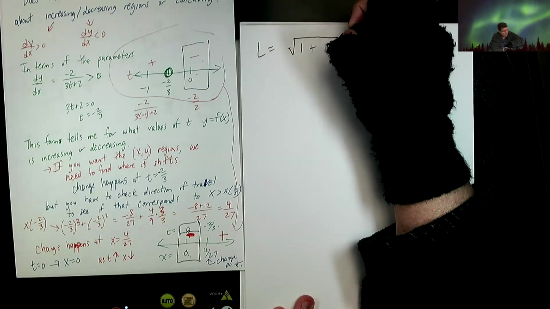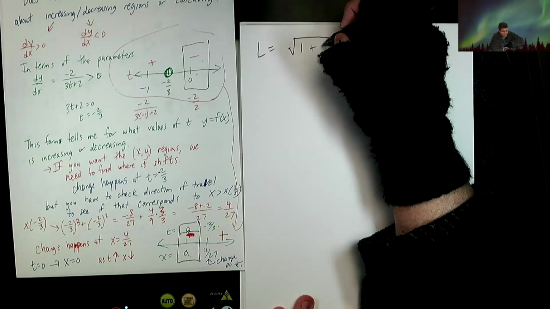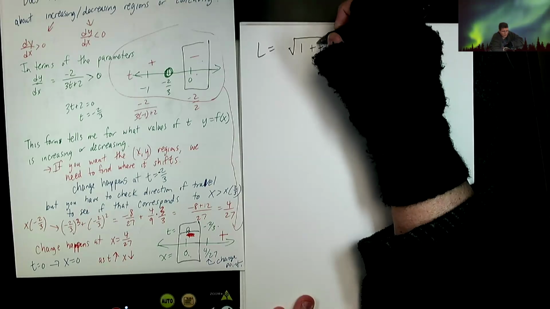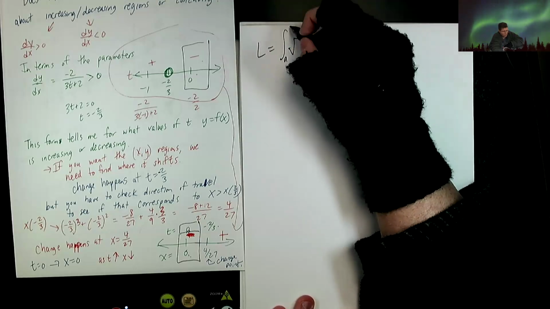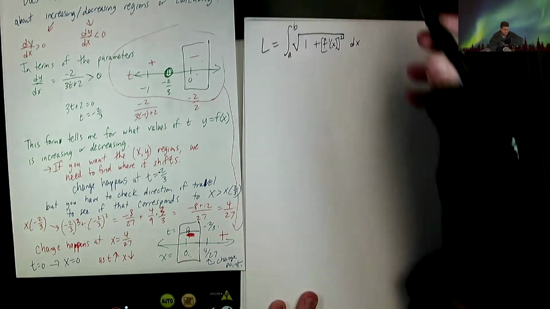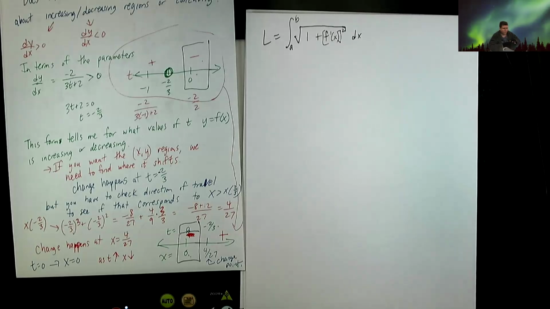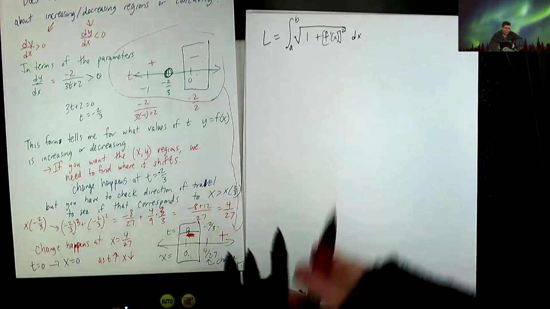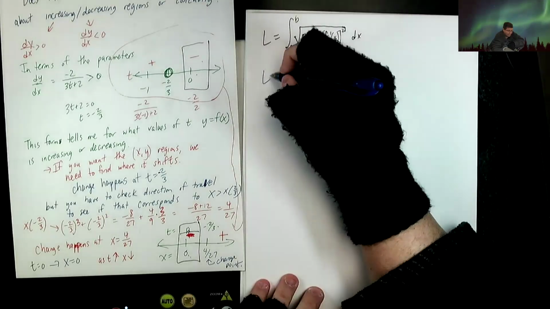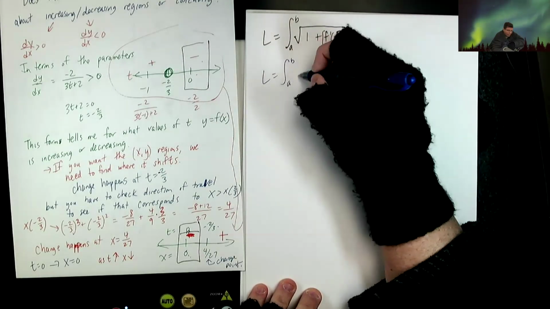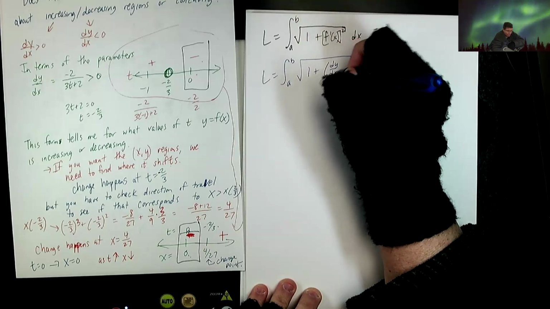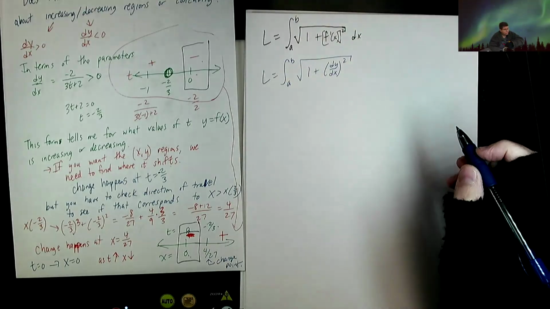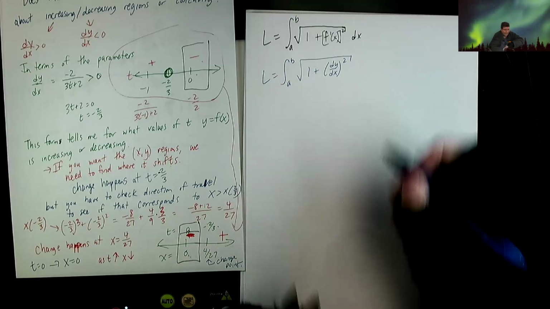The integral from a to b of the square root of 1 plus f prime of x squared dx. That is what it is, but I'm going to write this as 1 plus dy dx squared, dx.